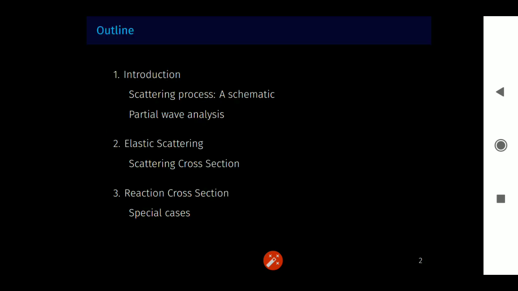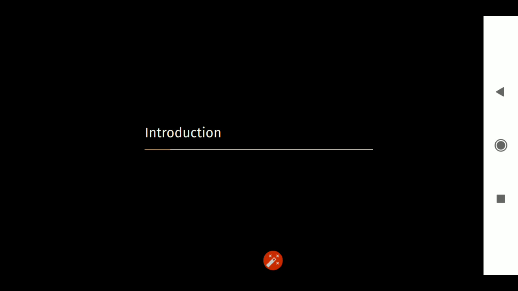So this is the outline of the talk. First, let us begin with the scattering process. What you are seeing here is a set of parallel lines which represents a plane wave traveling from left to right. Psi in is the incident wave function having a single value of momentum k. So k represents a monochromatic wave.